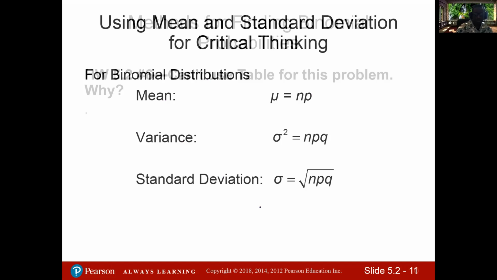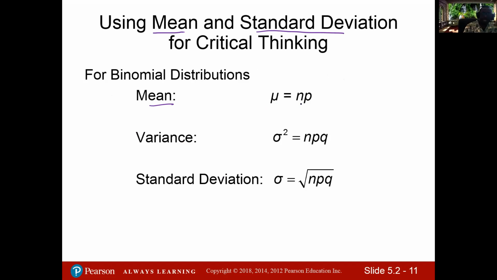Now, as we mentioned, knowing the distribution, any distribution, we can find the center and then the spread. So in this case, we can find the mean and then the standard deviation for the binomial distribution. These formulas are parameters. The mu, the mean, is given by the fixed number of trials times the probability of success, which is n times p. The variance is given by n times p times q, n times the probability of success times the probability of failure. And then the standard deviation is the square root of the variance.